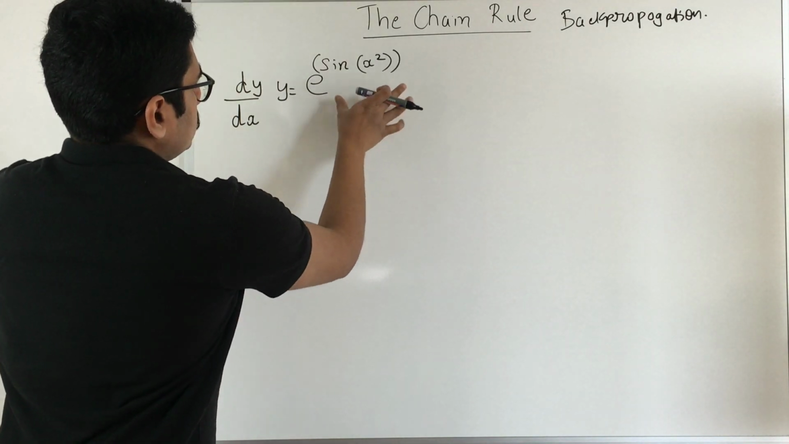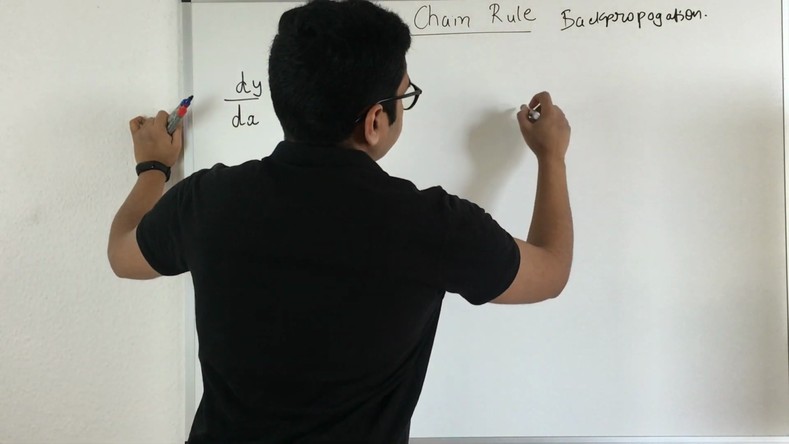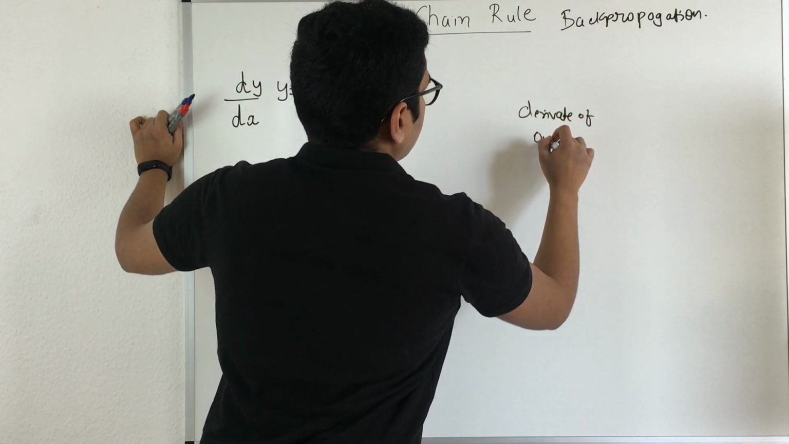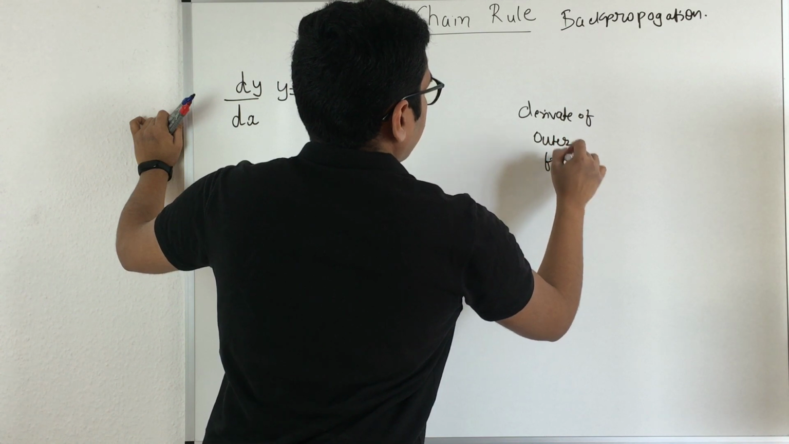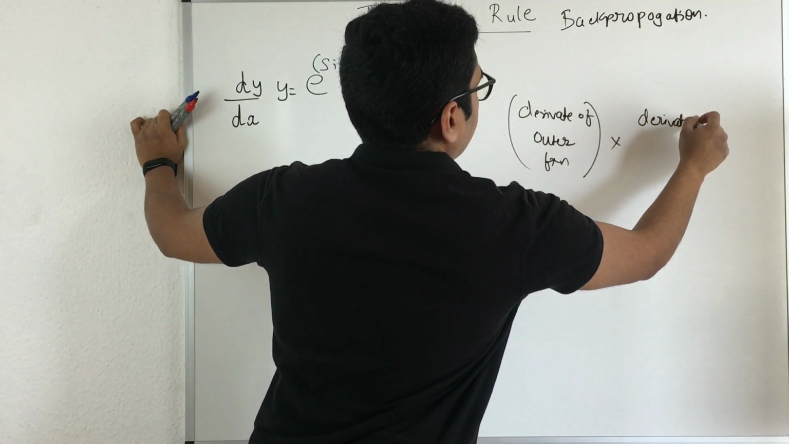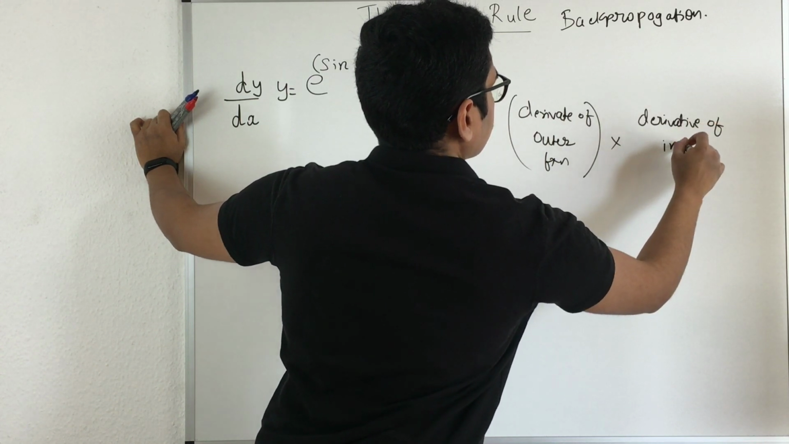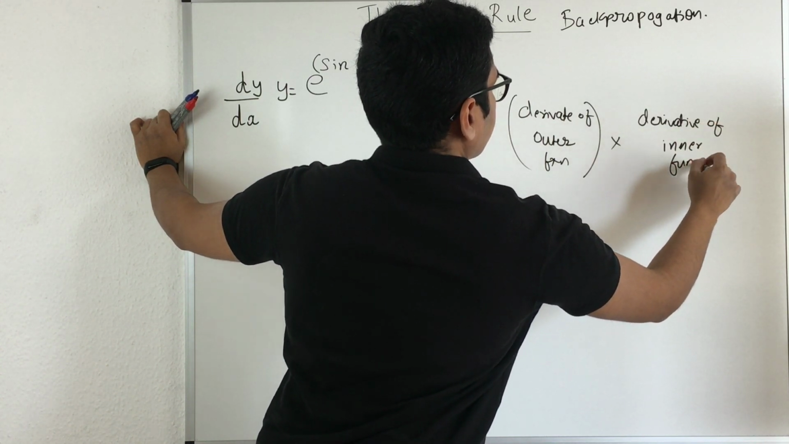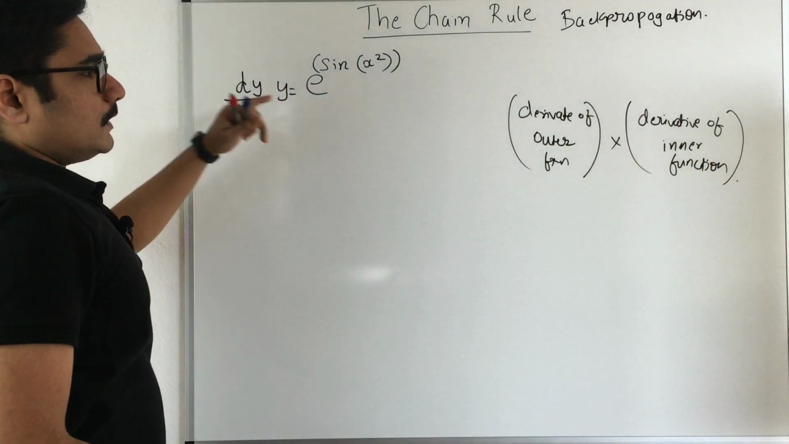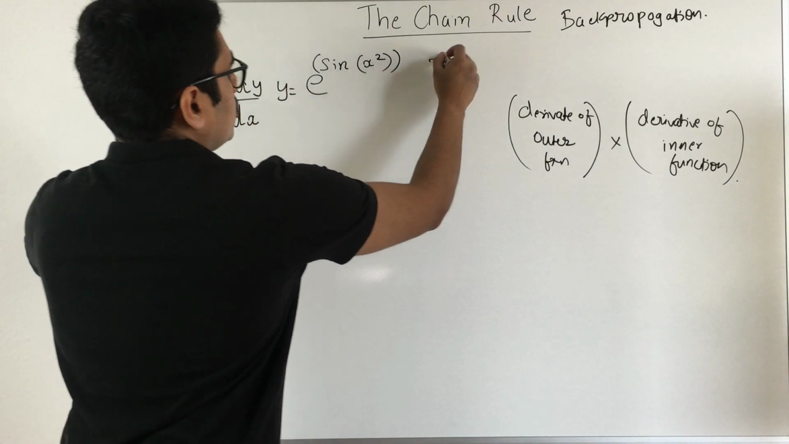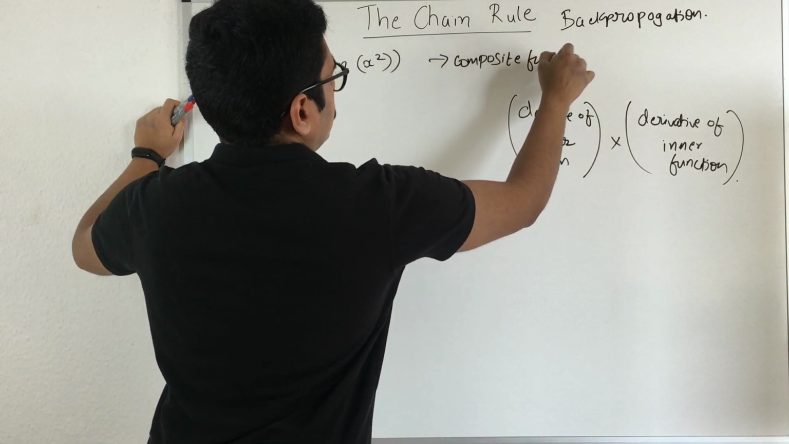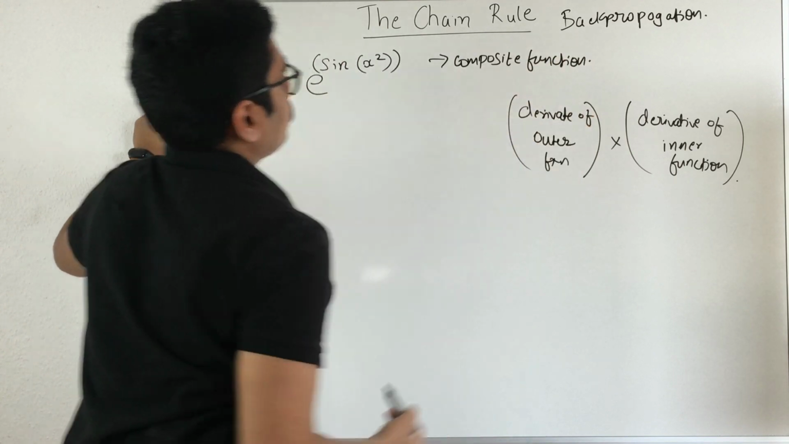So now this works in the format of derivative of outer function multiplied by derivative of inner function. So it is a kind of nested functions. These are essentially called composite functions, that is function inside function.